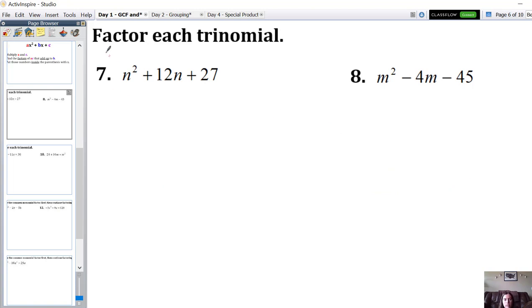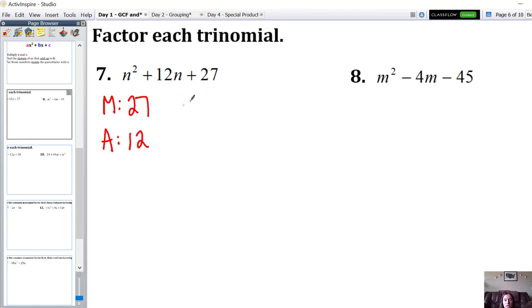Here's our first trinomial. n squared plus 12n plus 27. Now, although it doesn't show it here, it's like there's a 1 kind of hidden there. So the first thing that we're going to do when we factor this trinomial is multiply the first coefficient by the constant that's at the end. So 1 times 27 is 27. I need to see what are the factors of 27. I'm going to put m for multiply. What multiplies to 27 that adds up to our middle coefficient, 12.